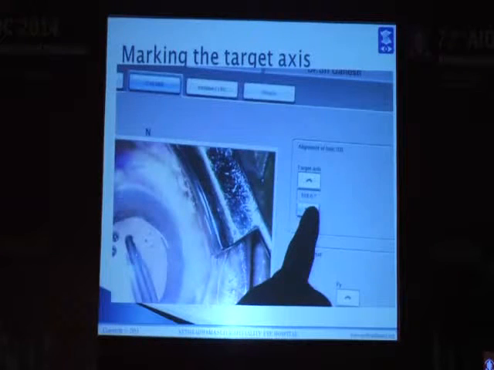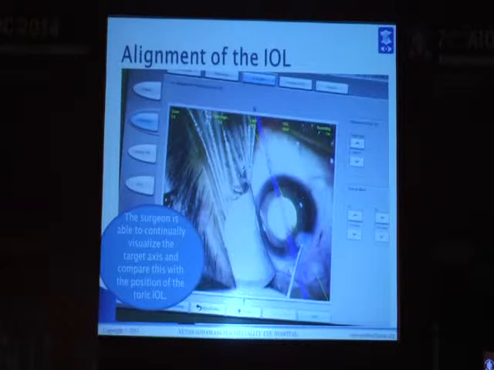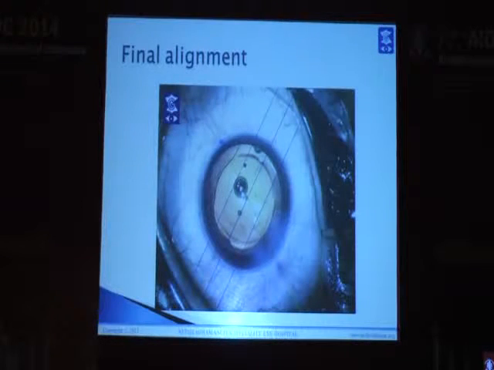The next step is entering the target axis, along which we need the IOL to be placed. Following that, these 3 blue lines appear, which indicate the target axis. The final alignment of the IOL is achieved when the central blue line coincides with the marking of the toric IOL.